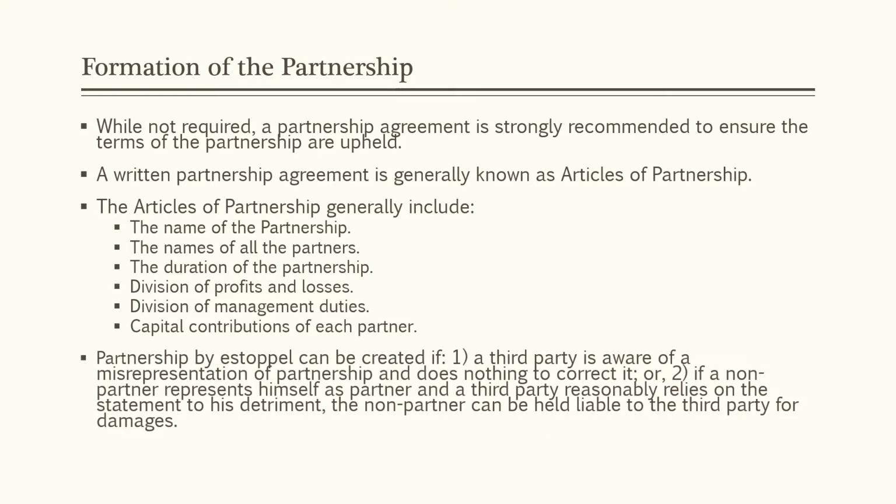Now, there's something called partnership by estoppel. You may recall that courts use estoppel to enforce a legal obligation, even if one doesn't actually exist, when one party is acting unfairly towards another. Partnership by estoppel can be created if a third party is aware of a misrepresentation of a partnership and does nothing to correct it, or if a non-partner represents himself as a partner and a third party reasonably relies on the statement to his detriment, the non-partner can be held liable to the third party for damages.